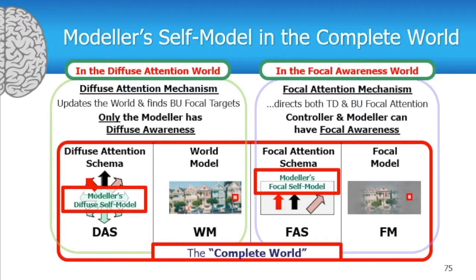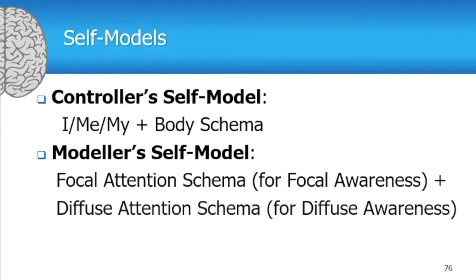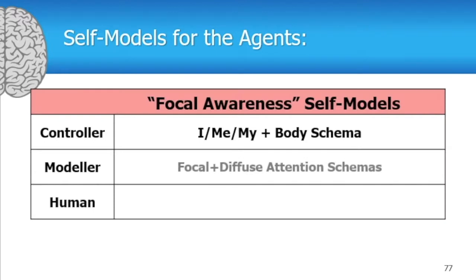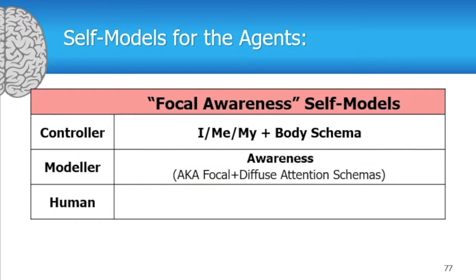So now we know that the modeler's self-model is exactly the focal attention schema when you're talking about focal awareness, and the diffuse attention schema when you're talking about diffuse awareness. Therefore, let's fill out a self-model table for all three agents. Now, attention schema theory says that an attention schema is a model of awareness. So the combination of focal plus diffuse attention schemas would correspond to awareness in general, whether it is focal awareness or diffuse awareness.